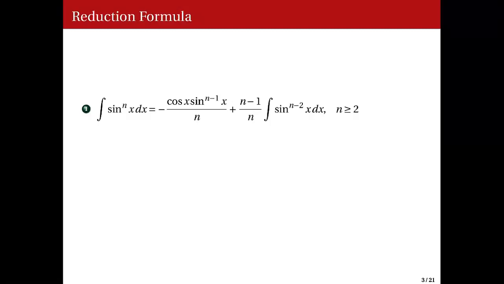This is called a reduction formula because your first integral involves power n. But upon computation using this formula, the first term does not have any integral sign, so it is as it is. On the other hand, you have another integral, but from power n it went down to power n minus 2. So the power was reduced. That's why it's called the reduction formula.